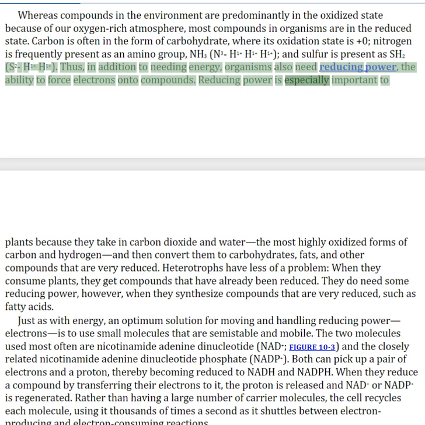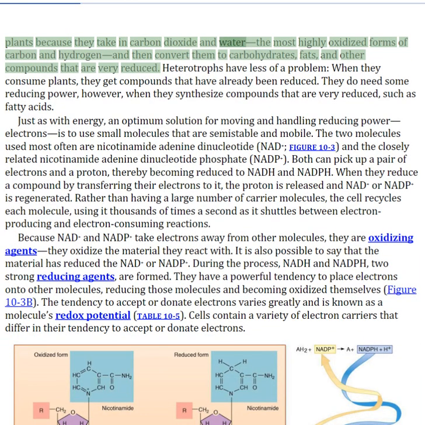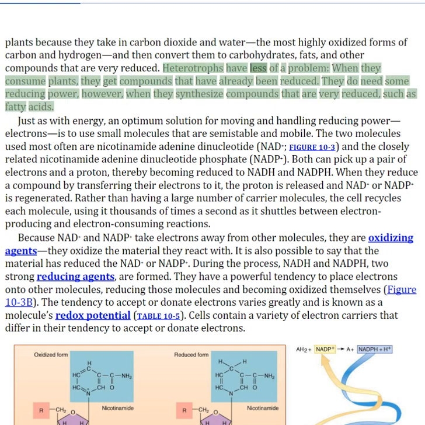Reducing power is especially important to plants because they take in carbon dioxide and water, the most highly oxidized forms of carbon and hydrogen, and then convert them to carbohydrates, fats, and other compounds that are very reduced. Heterotrophs have less of a problem. When they consume plants, they get compounds that have already been reduced. They do need some reducing power, however, when they synthesize compounds that are very reduced, such as fatty acids.